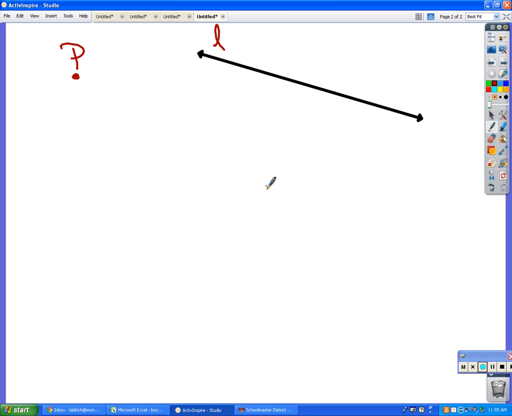Or if I wanted to, I could label a couple of points on there. What would you like to call those points? C. So I'm going to call one of them C, and I'm going to call the other one A. Okay. And so since points A and C are on that line, I could also call that line AC, with a little double arrow on the top there.